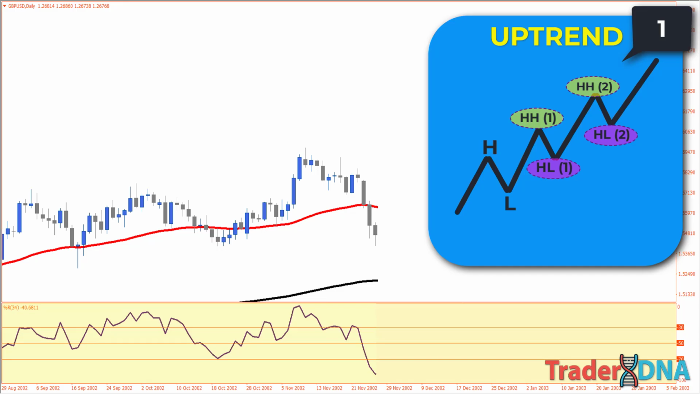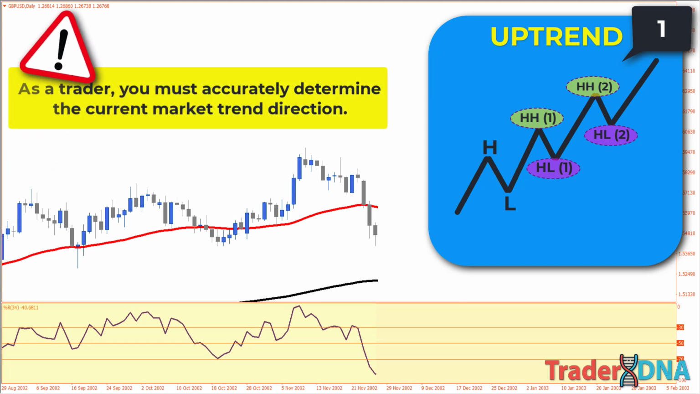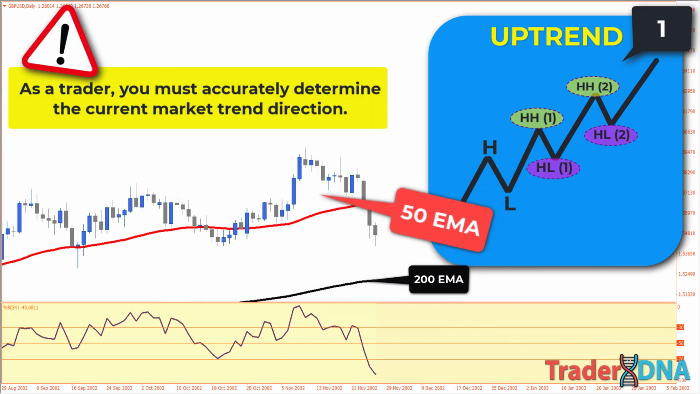All momentum traders recognize that the trend is our ally. Therefore, there's no other choice. As a trader, you must accurately determine the current market trend direction. If you struggle to identify the market trend, such as a bullish trend, characterized by a series of higher highs followed by a series of higher lows, the most effective way, when combined with the Williams %R indicator, is to use the 200-period EMA and 50-period EMA.